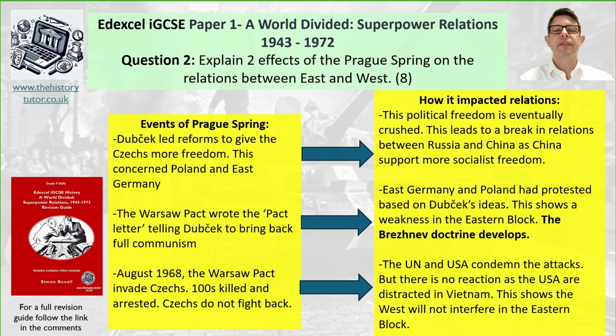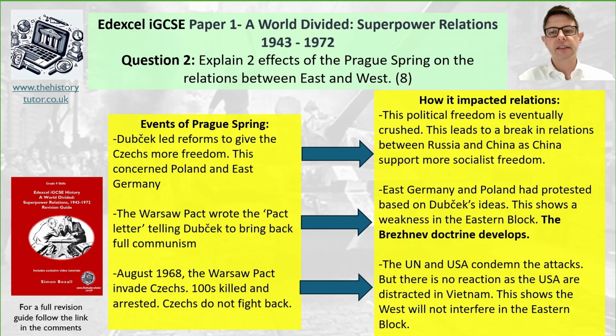Okay, so I've said some of the events are that Dubček led reforms to give the Czechs more freedom. This concerned Poland and East Germany. And the Warsaw Pact wrote the pact letter telling Dubček to bring back full communism. And another event is that by August 1968, the Warsaw Pact invaded Czechoslovakia and the Prague Spring was destroyed. Hundreds were killed and arrested. Czechs did not fight back.